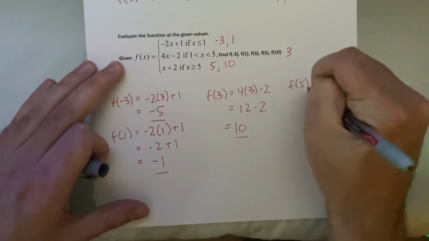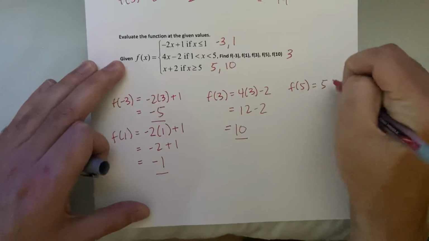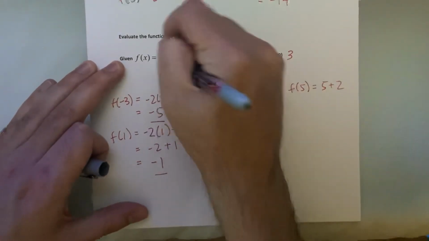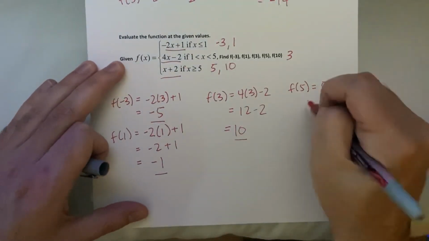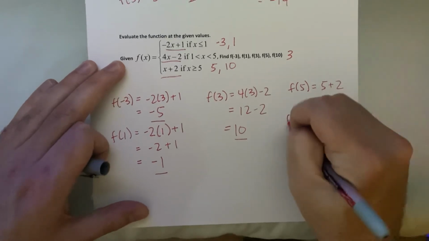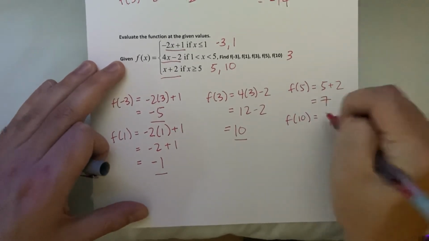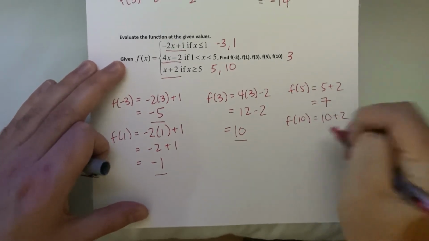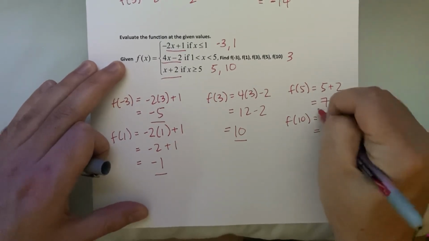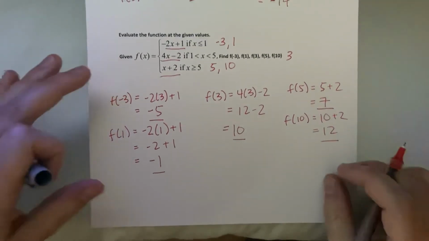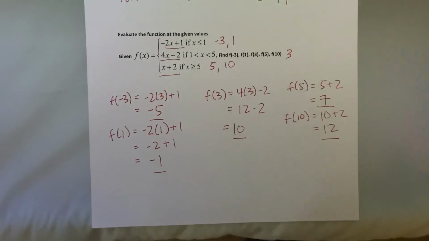F of 5 equals 5 plus 2, which is 7. And f of 10 is 10 plus 2, which is 12. So where they are in the domain matters because there are different functions at different times. And this is all for 3.1.